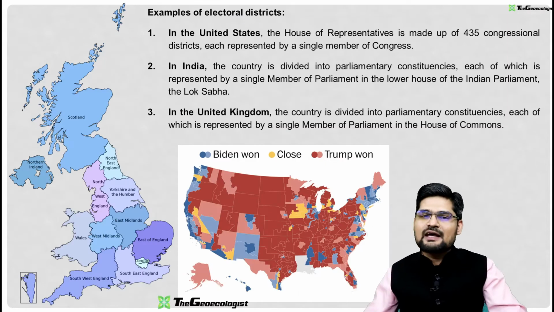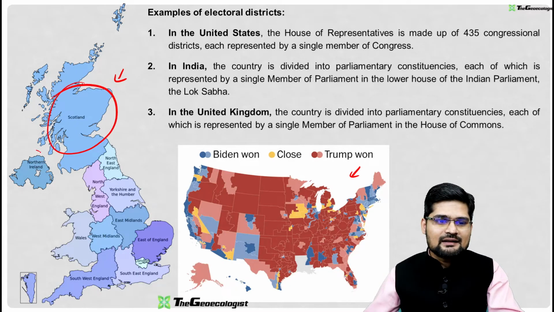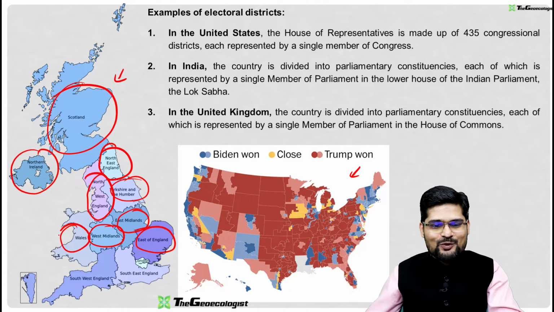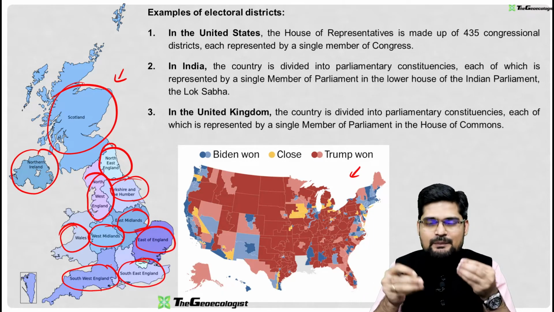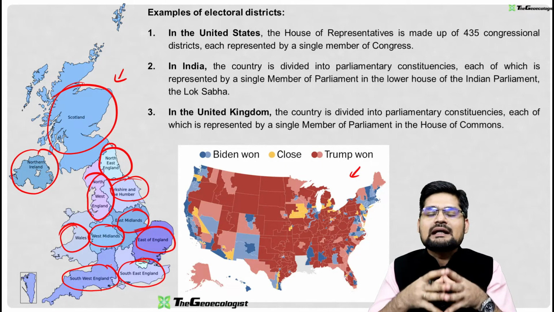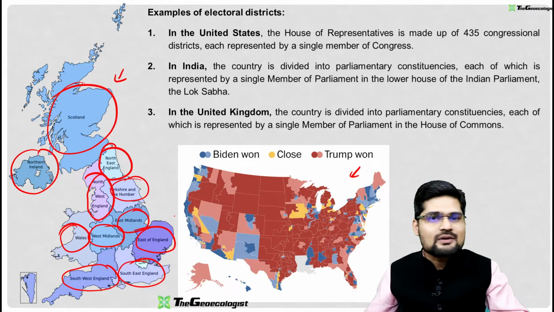So if you observe carefully, some examples apart from India. So this is the United Kingdom, this is the United States of America, and I'm sure you can see in these maps the Scotland area, Northern Ireland, then you have Northeast England, Northwest England, Yorkshire, then you have East Midlands, East of England, West Midlands, Wales, Southwest England, Southeast England. So you see, people representing these areas would obviously advocate the problems and take care of the development of their own representative electoral districts.